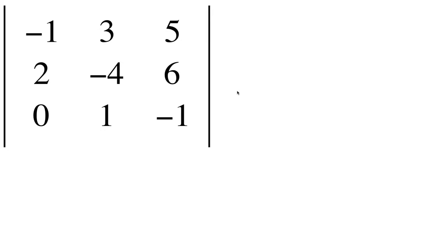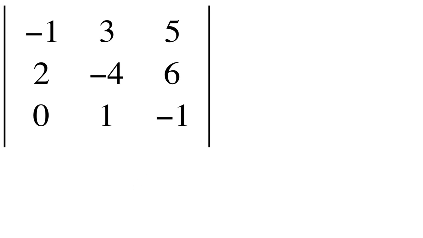Okay, in this lesson we're going to talk about 3 by 3 matrices, their determinants, and inverses. We're not going to do much with the inverses, but we're going to verify whether or not two 3 by 3 matrices are inverses. Okay, so let's start off by finding the determinant.